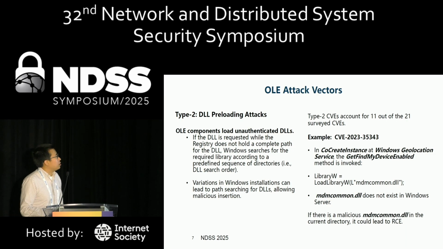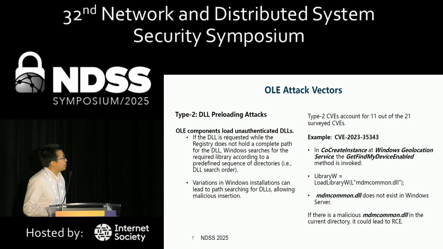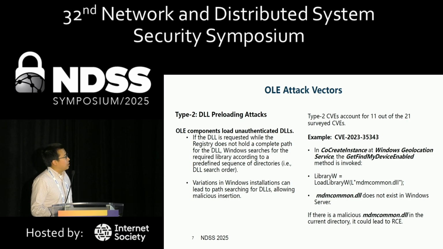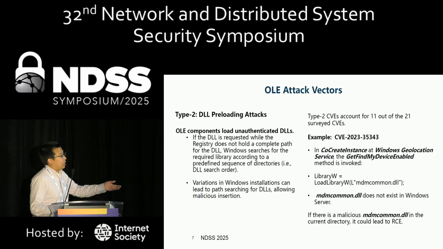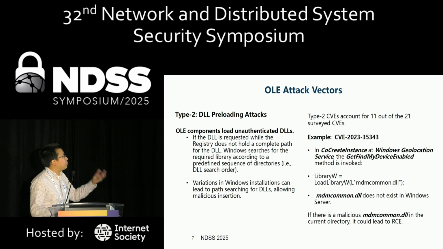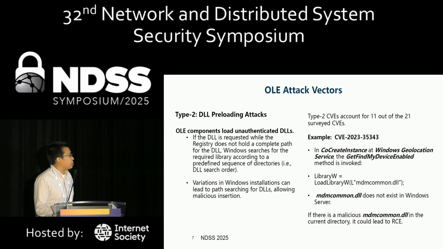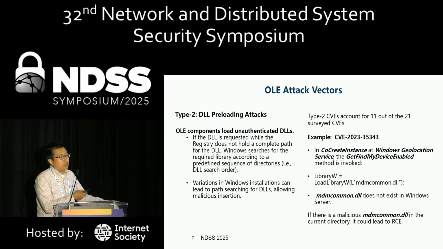For the type 2, it's called the DLL preloading attacks. I think this is similar to other, in Linux command line, right? Essentially, when you have a DLL, they try to look for where the DLL is. If you do not provide a complete path, usually they are going to search certain folders to see whether that DLL exists in those paths. However, some variation in the Windows installation could lead to the path searching different folders.